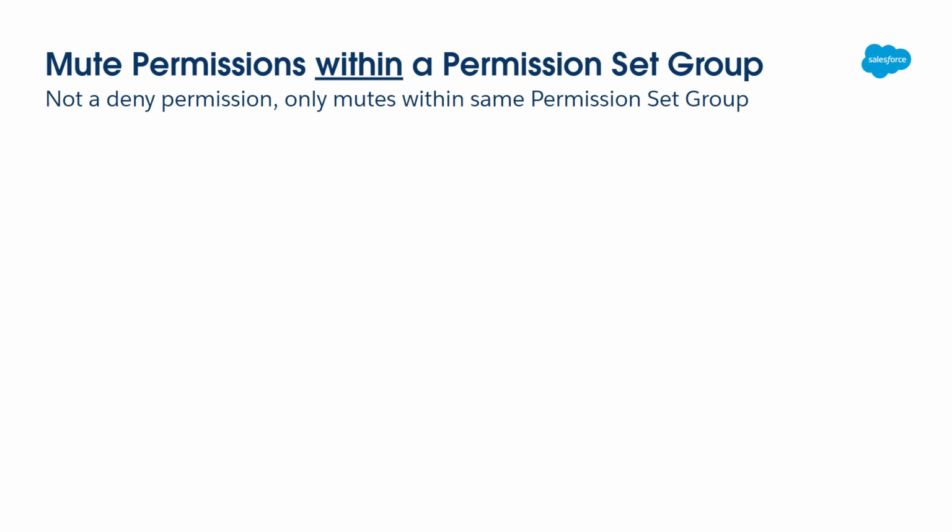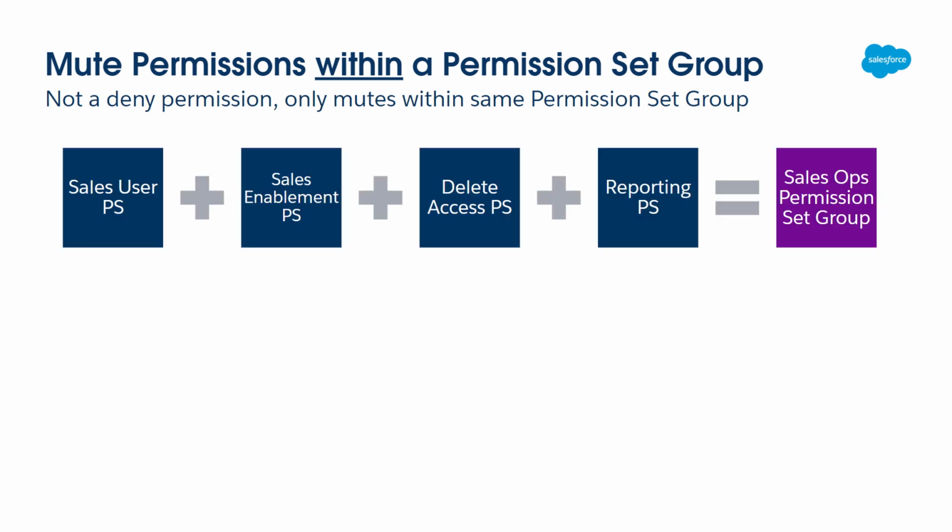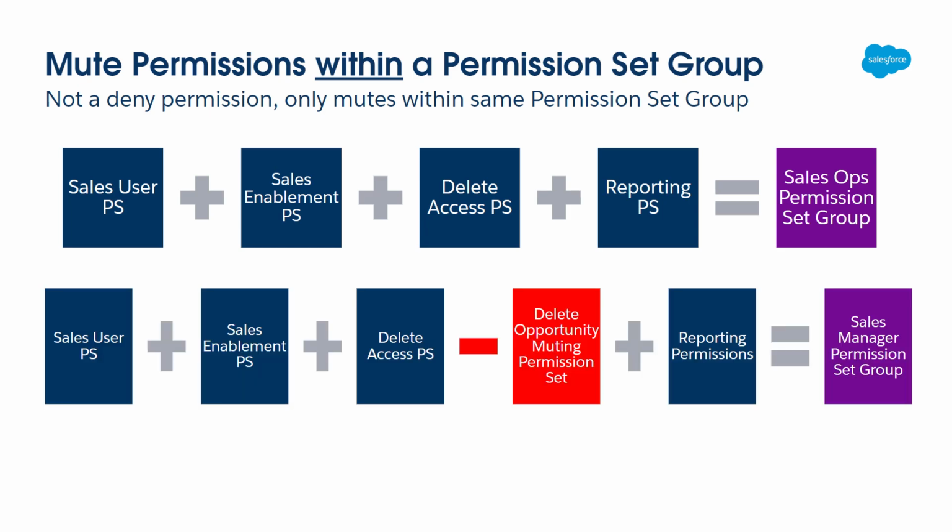Okay, remember it only mutes within the same permission set group, but here's an example of a permission set group for sales ops. And then here we've got one for sales managers. So sales managers need more access than the sales team, but not as much as the sales ops. So we are giving them the sales user permission set, we're giving them sales enablement, we are giving them the delete permission set, but we don't want them to be able to delete everything that sales ops do. So we're giving them the mute for delete opportunity.